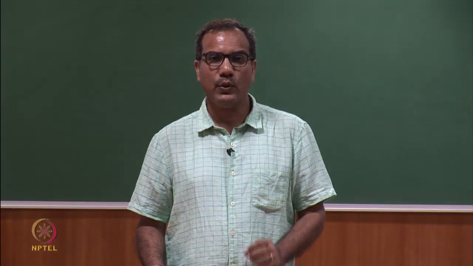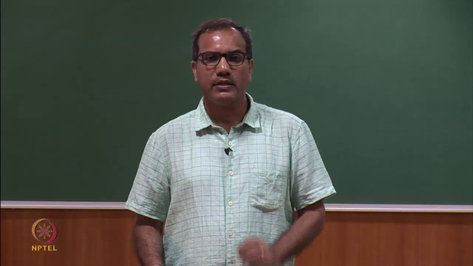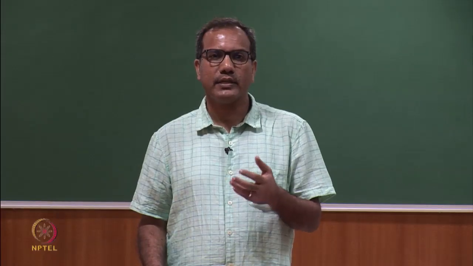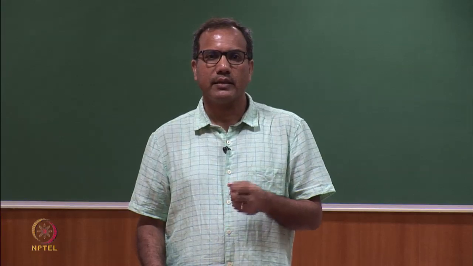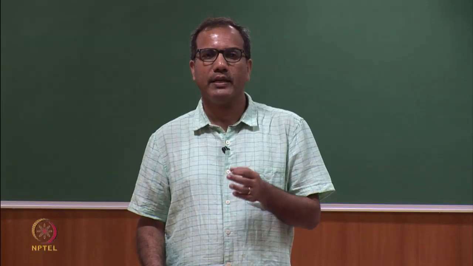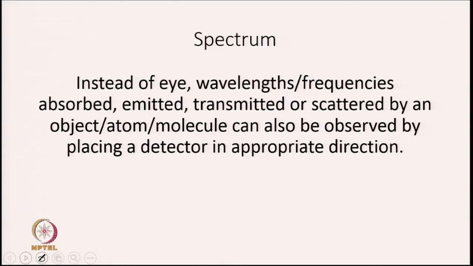And so, during the sunset or sunrise, the sun looks red. Again, the atmosphere scatters blue light more effectively than red light, and hence during the sunset unscattered light reaches our eye, and that is why the sun or sky looks red. So, this is about why we perceive a particular color of an object. For example, apples are red, blueberries are blue.